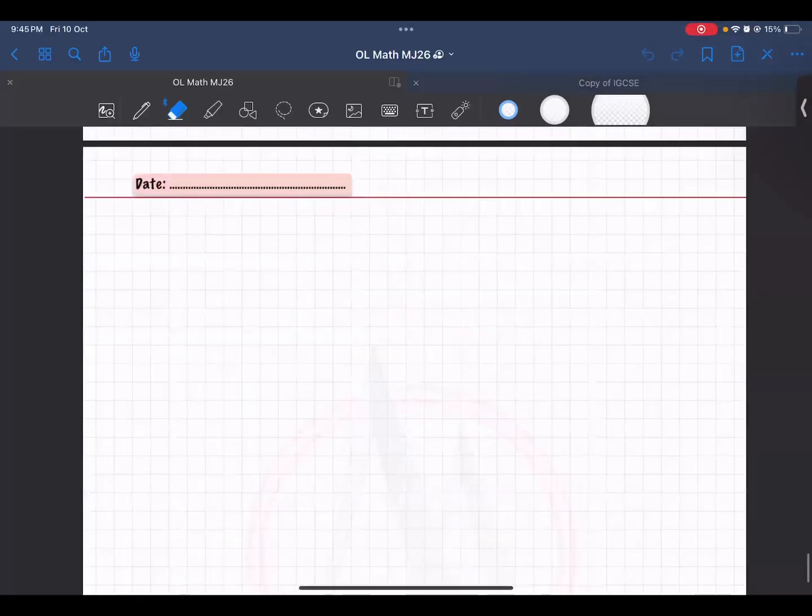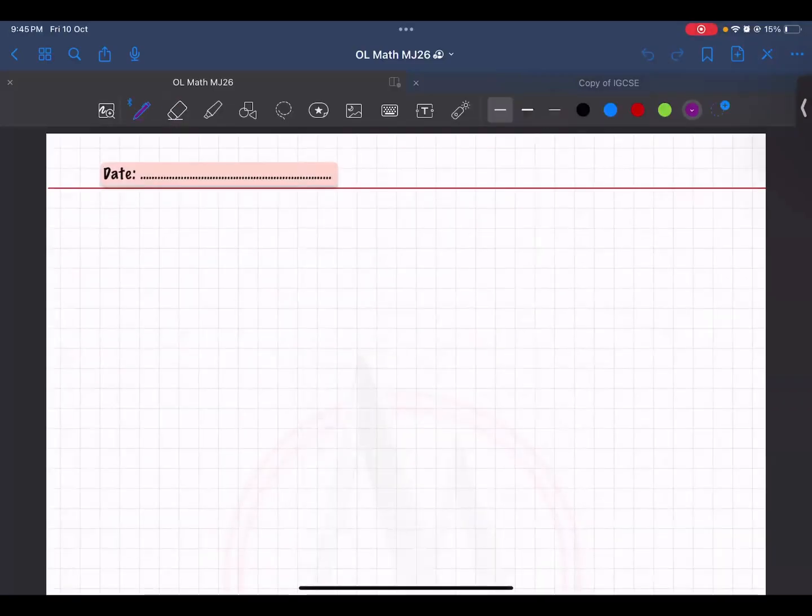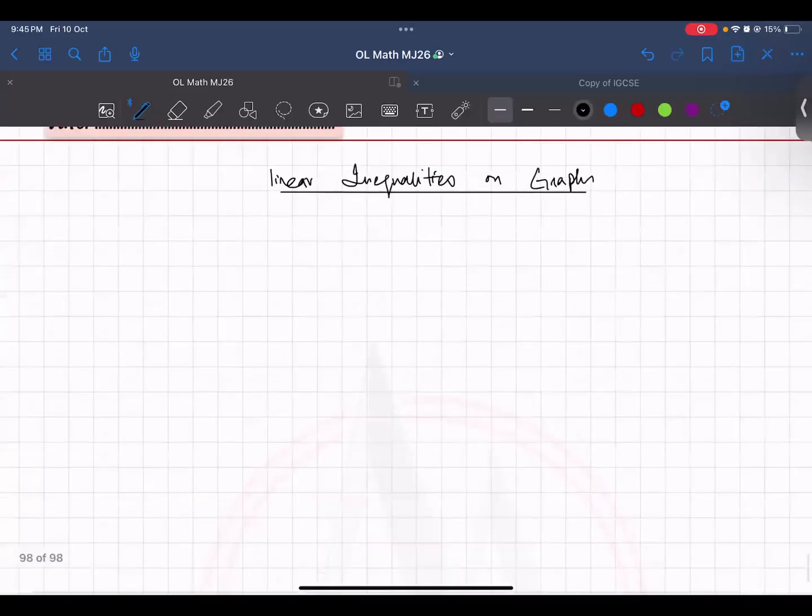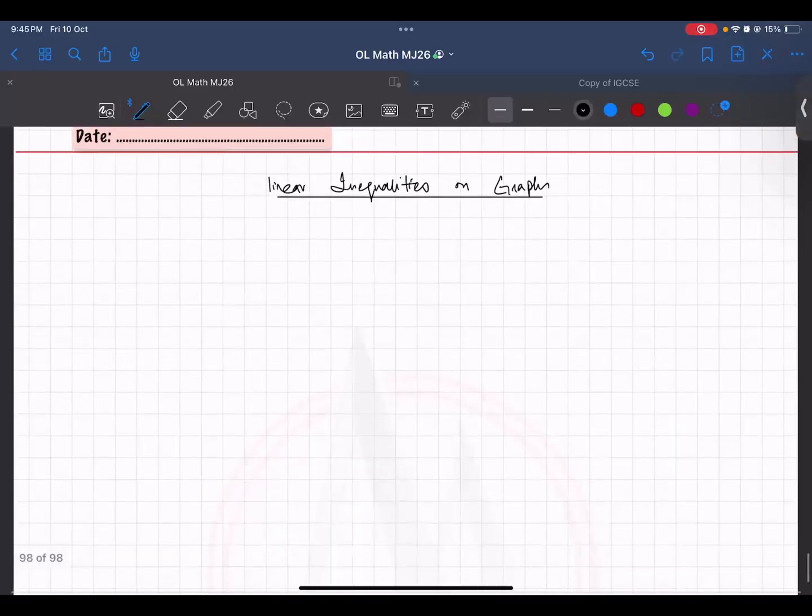Okay, so now is an interesting topic, which is inequalities on graphs. And we have only linear inequalities on graphs. Why I have waited for this topic till the end, because you have everything that you have done previously. Everything will be needed.